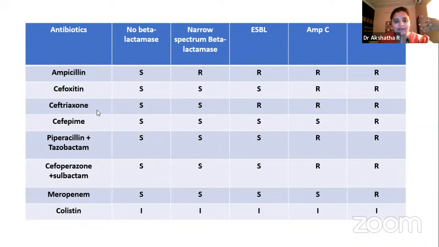So the one important antibiotic which you need to observe is ceftriaxone. If there is ceftriaxone resistance or the MIC is more than 2, you will be considering that it could be mostly an ESBL. Next important thing which you need to look for is your cefoxitin. It is a good screen for your AmpC production. So if it is resistant, it is mostly your AmpC. And then obviously, if any of the carbapenems is resistant, that means it is a CRE.